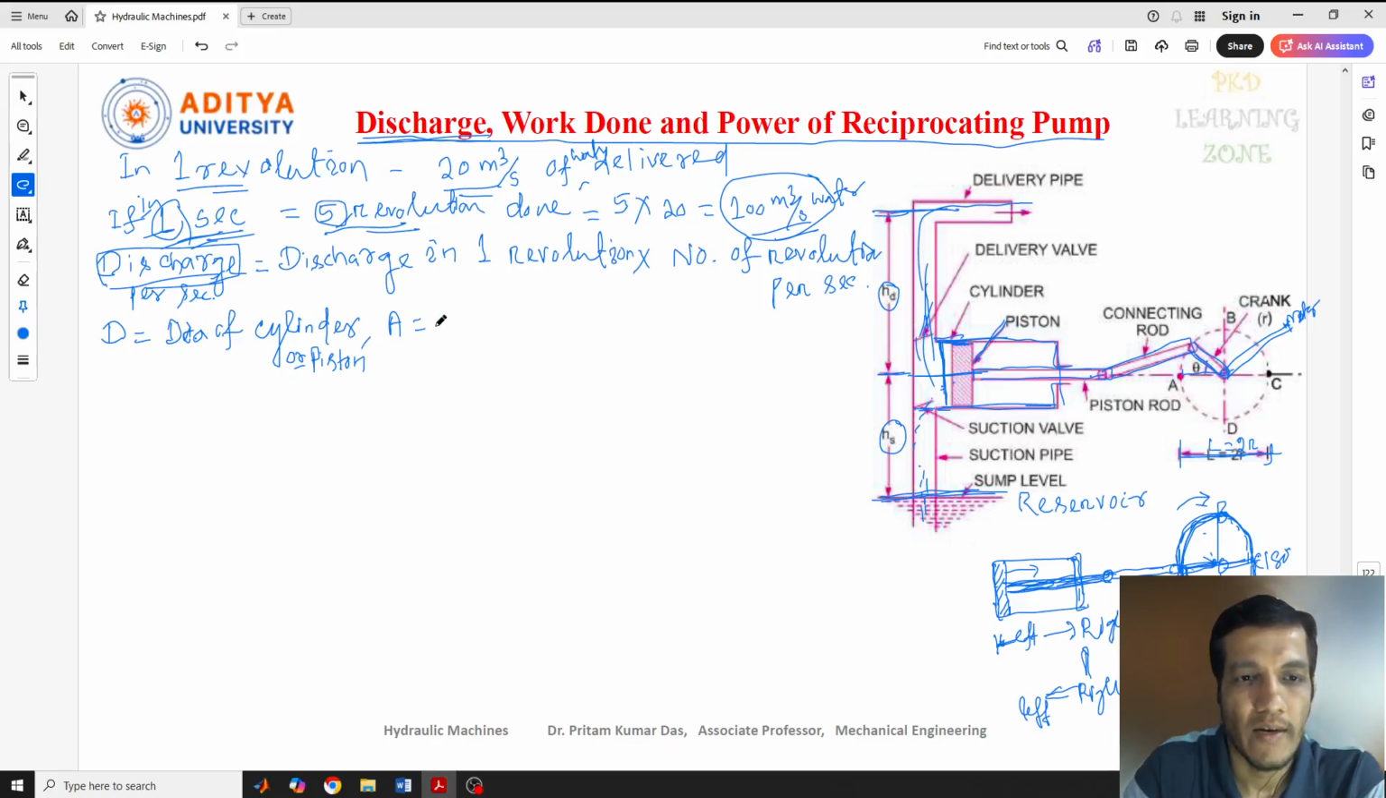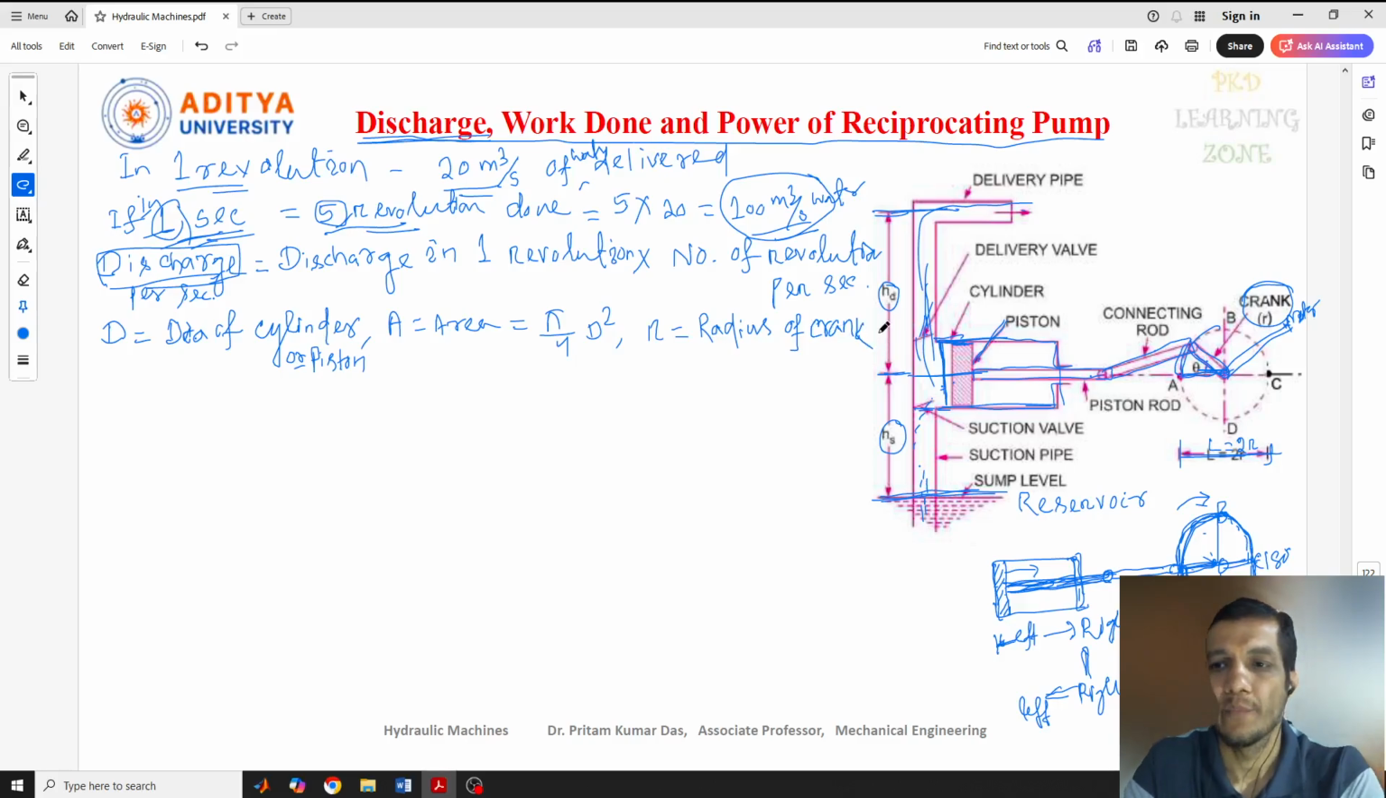And here we can write A, the area of the same thing, cylinder or piston. How can we calculate the area? Since it is circular, the area is pi by 4 into d square. The next one is r, the radius of the crank. Here, the crank which is connected here has radius r.